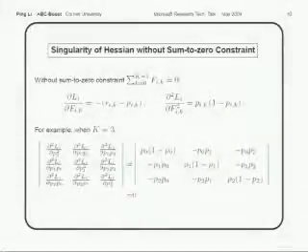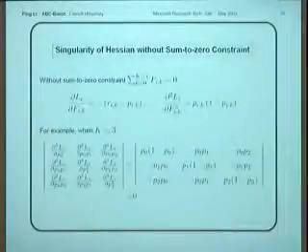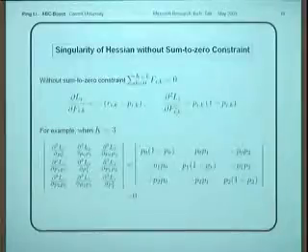And again, to help us understand this sum-to-zero constraint, let's look at the Hessian of this model. It's actually a singular model if you do not consider the constraint. For example, without assuming the constraint, just assuming there are no relationships among the f values, we can derive the first derivatives and the second derivatives.